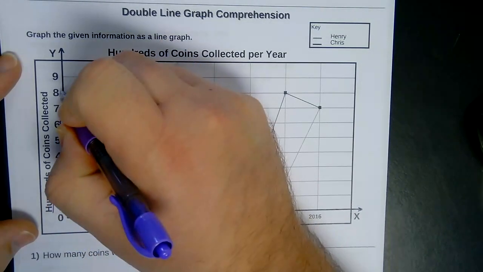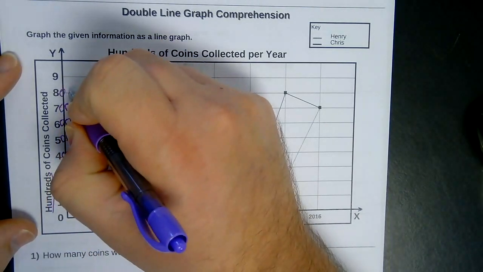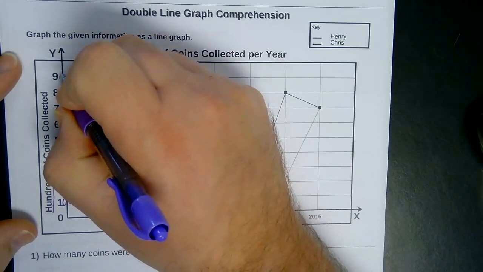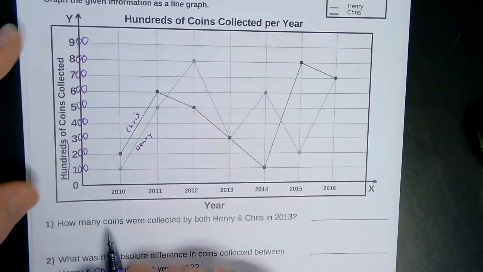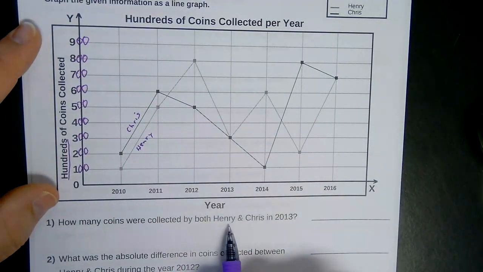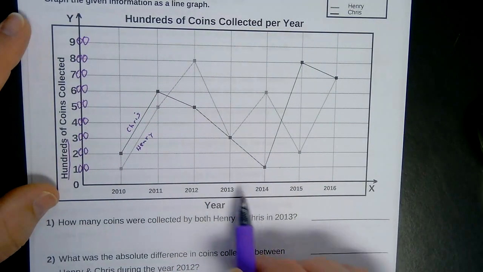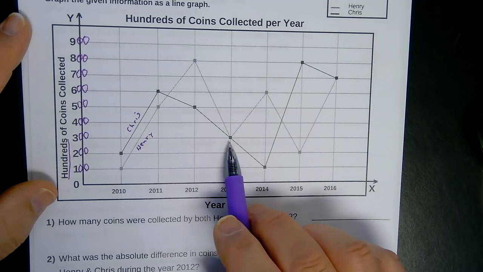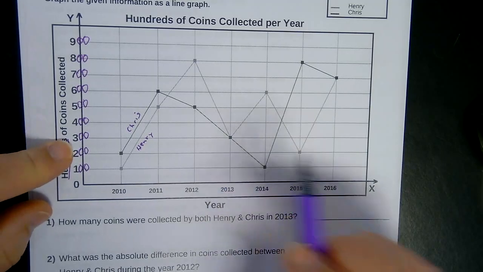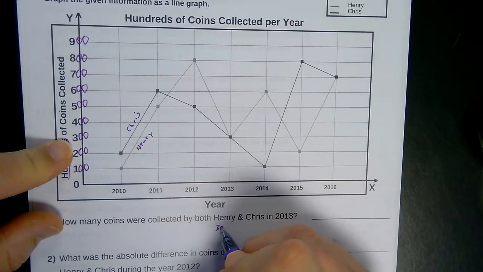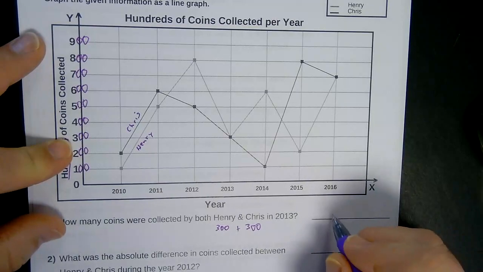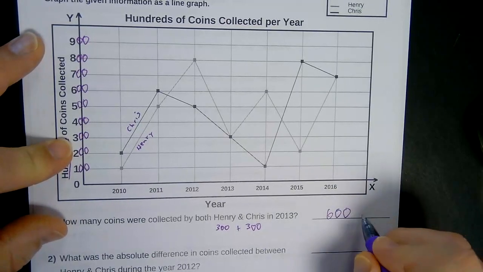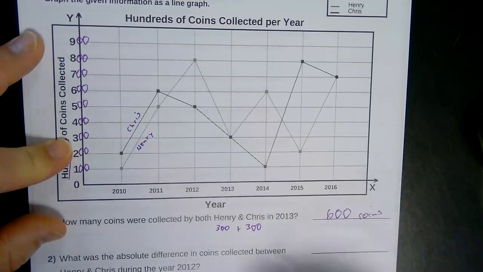So when we look at those numbers, we don't think it's just a single coin. It's really talking about hundreds of coins. Okay, question number 1. How many coins were collected by both Henry and Chris in 2013? So we go to 2013, and there's a tie for both of them. So 300 for Henry and 300 for Chris. So how many total? Add those up and you'll get 600 coins.